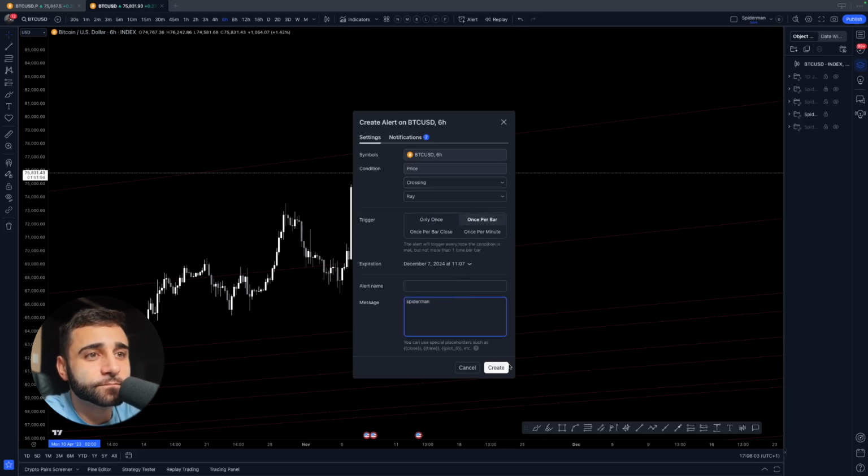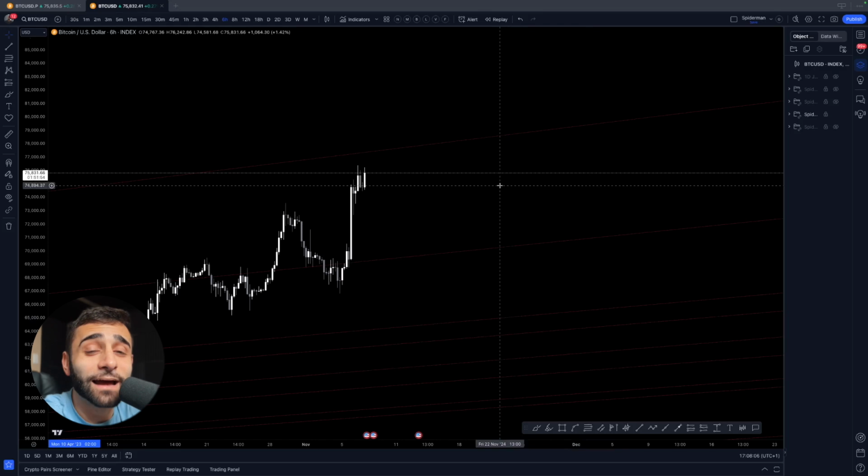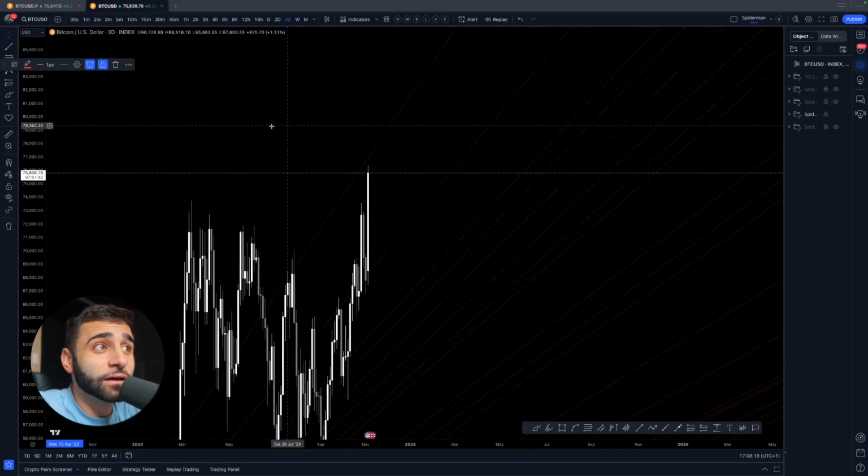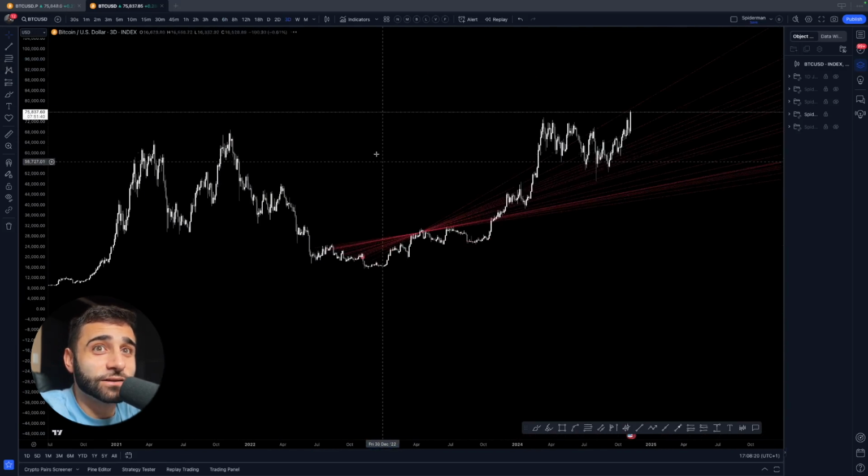Spider-Man. That is the answer. Wait for a range, trade the range. Every range is the same, whether it's a 1 minute time frame, whether it's a 10 million hour time frame, it's all the same. Whether it's a huge macro yearly multi-year, this is a range, guys.